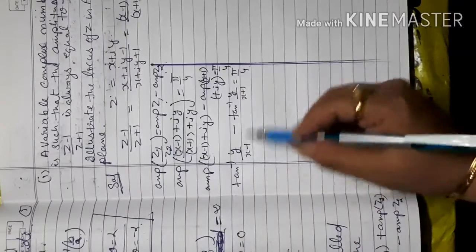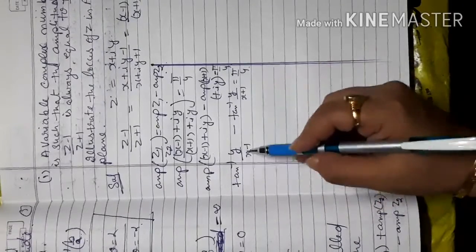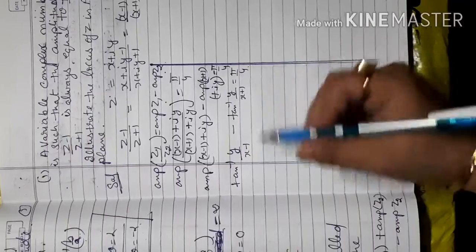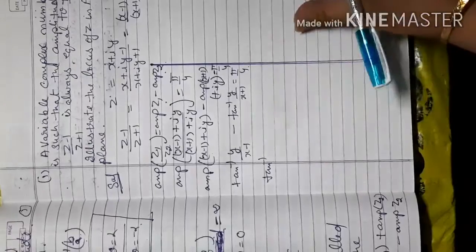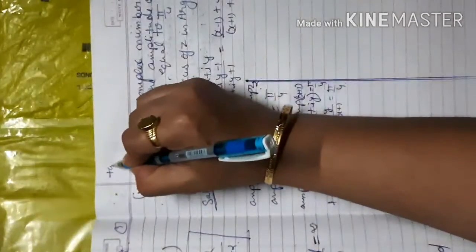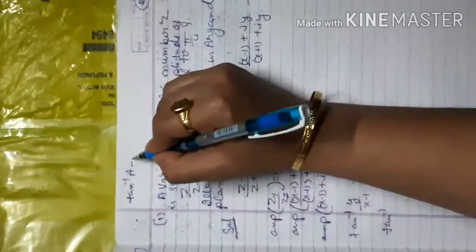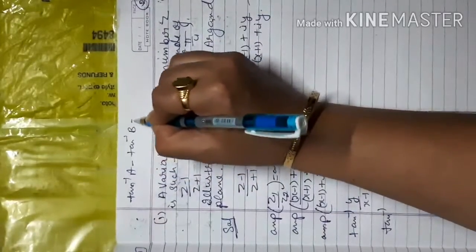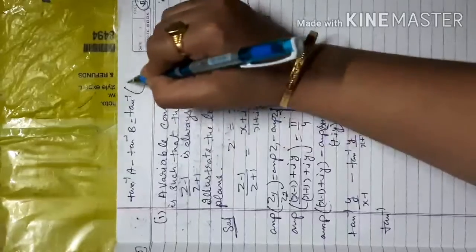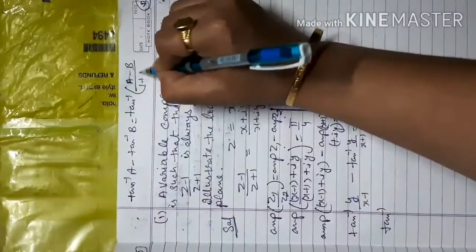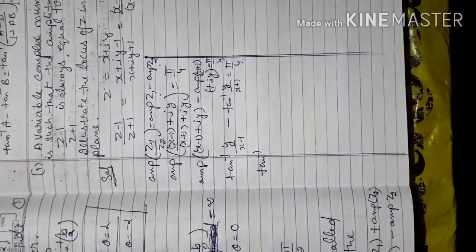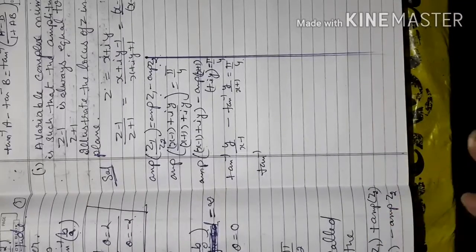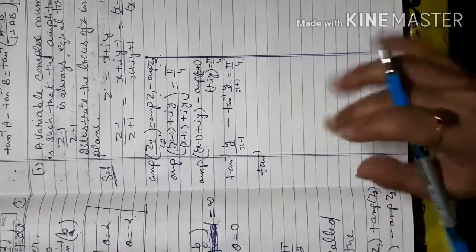Since this is a trigonometric condition, I have the tan inverse A minus tan inverse B formula. I am going to directly write the formula. Tan inverse A minus tan inverse B is tan inverse of (A minus B) upon (1 plus AB). This is my tan inverse A minus tan inverse B formula. Later we will study this formula, but here we have to apply it.